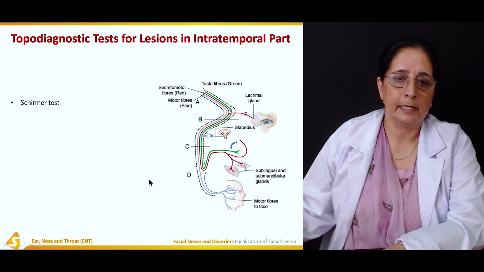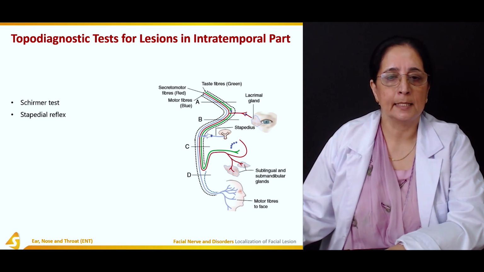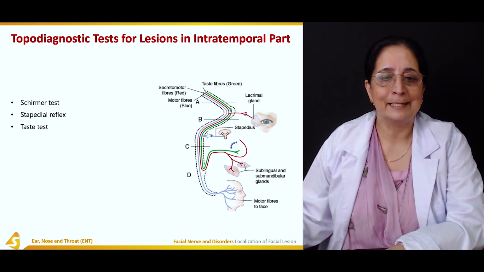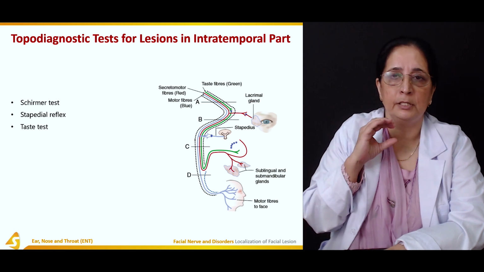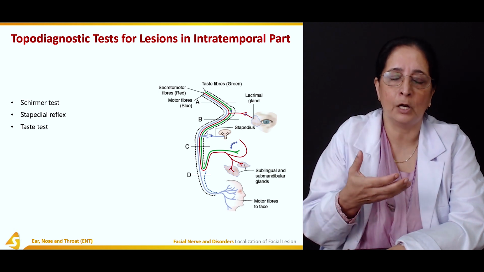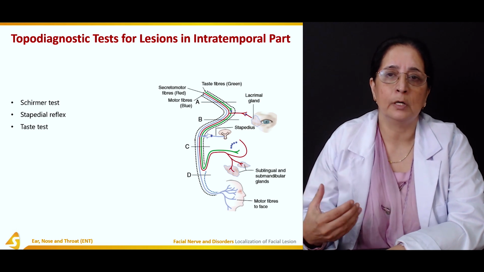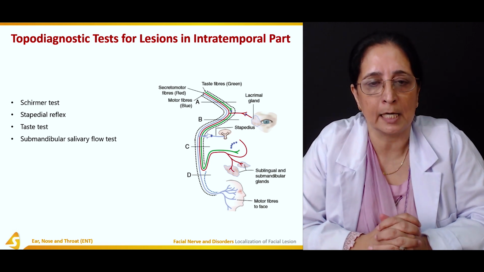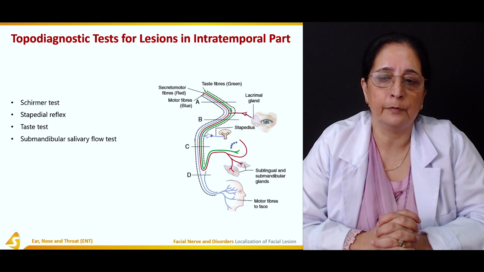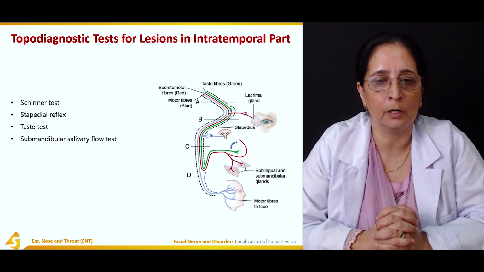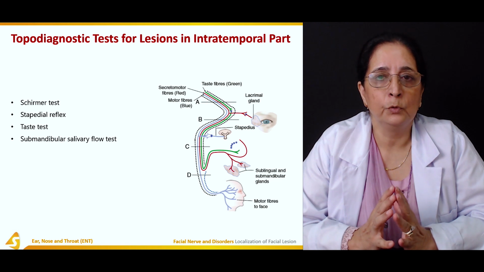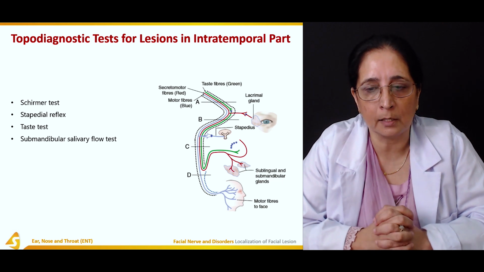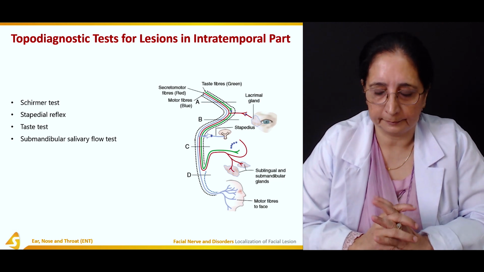These are some tests that can be performed. We have Schirmer test, stapedial reflex or acoustic test. Then we have taste test, to put different things on anterior 2/3 of the tongue and find out if the patient can tell you what the taste is. And then also submandibular salivary flow test. So Schirmer test is the test performed for the tear formation, and all these are the tests used for the diagnosis of lesion in the intratemporal part of the facial nerve.